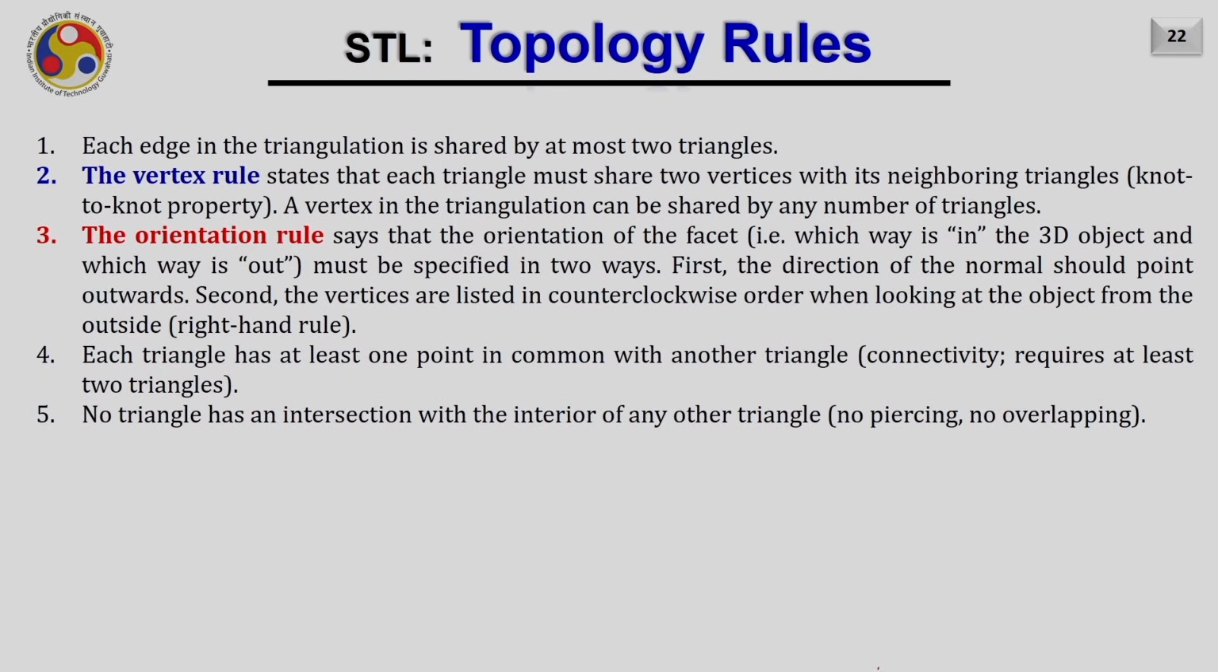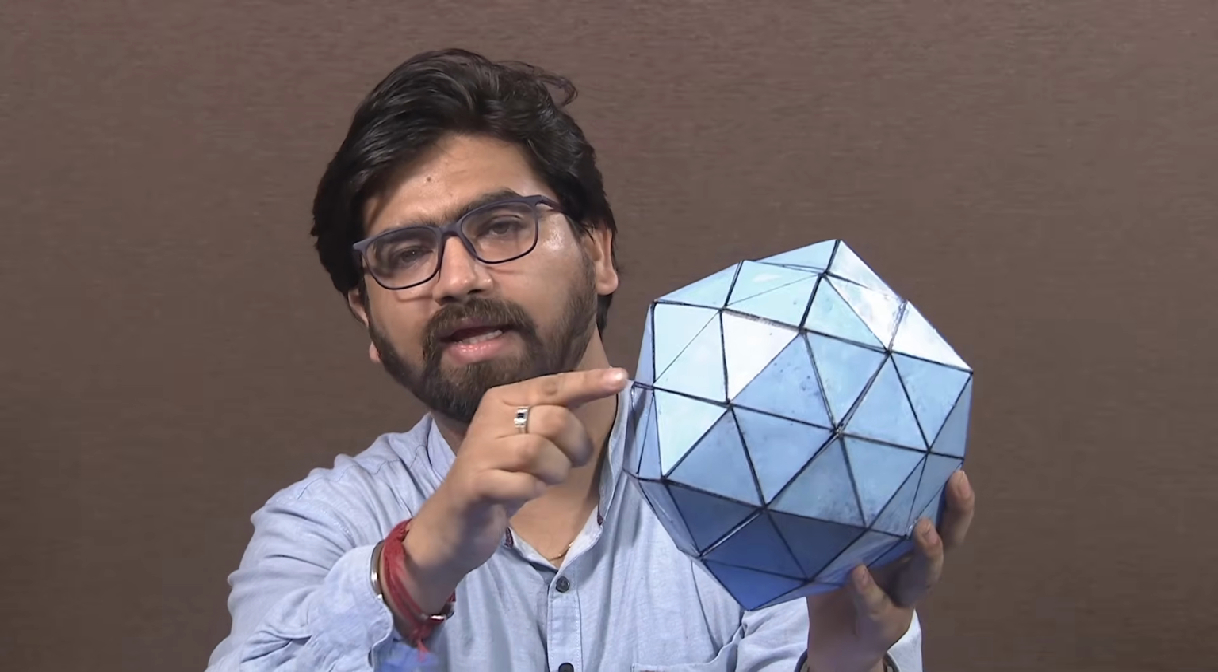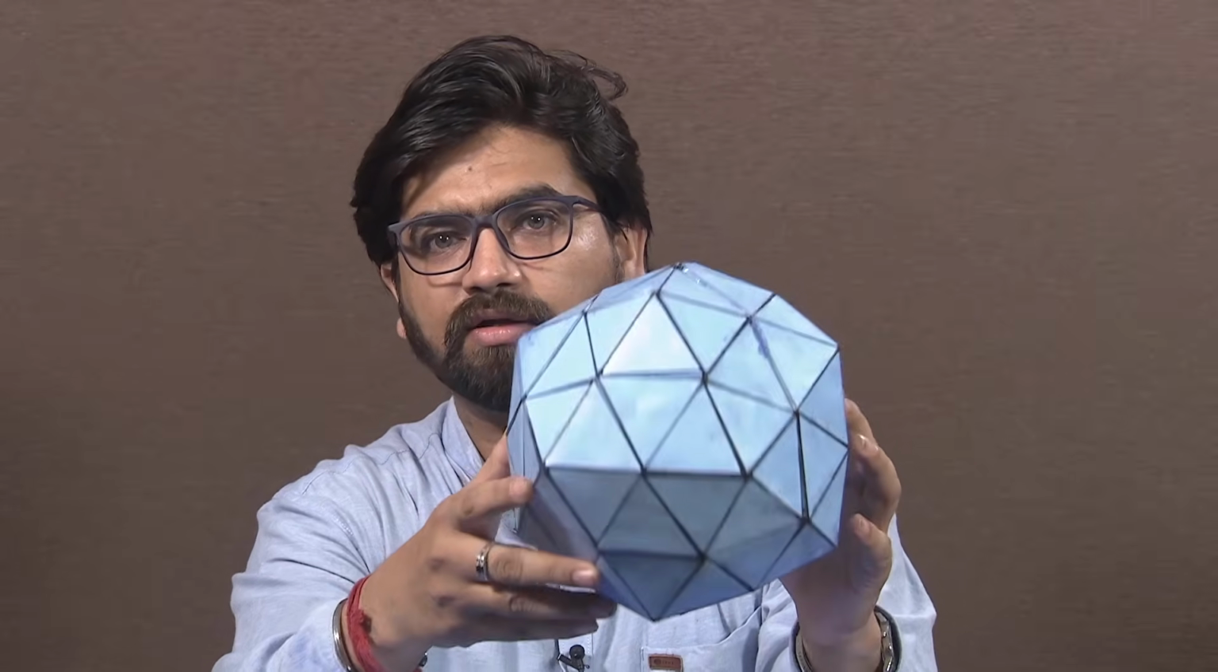Now let us discuss the topology rules in the STL file. The first rule says each edge in the triangulation is shared by at most 2 triangles. The edge cannot be shared by more than 2 triangles. I'll just show you this example through this physical model also. You can take any edge. This edge is shared by this triangle and this triangle. This edge is not shared with more than 2 triangles. You can take any example of an edge on this solid.